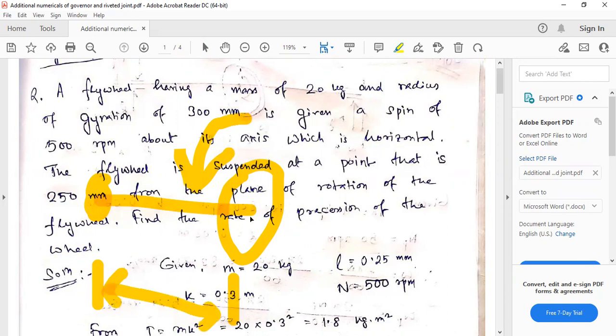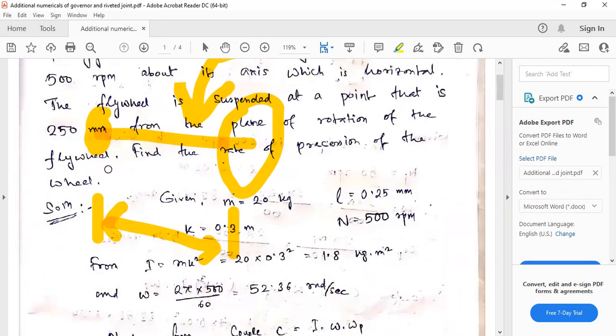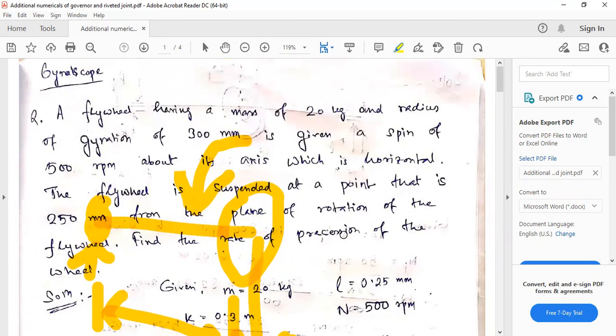So this is a plane of rotation, isn't it? Wherever the flywheel is, that is the plane of the rotation. So it is suspended here. Now find the rate of precession of the wheel. There will be precession because it is supported here and there is its weight here. Because of the weight, first of all, this is an axis.